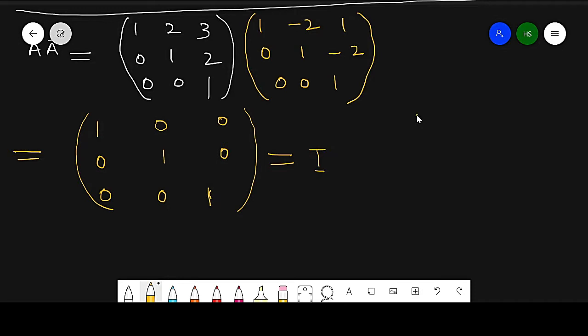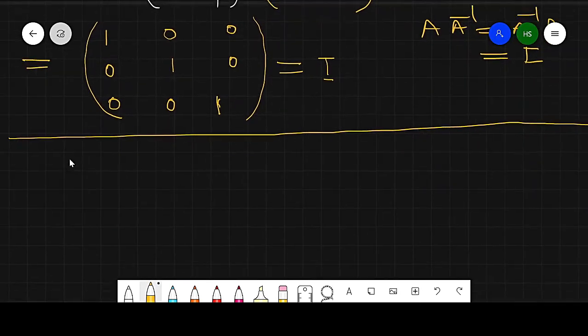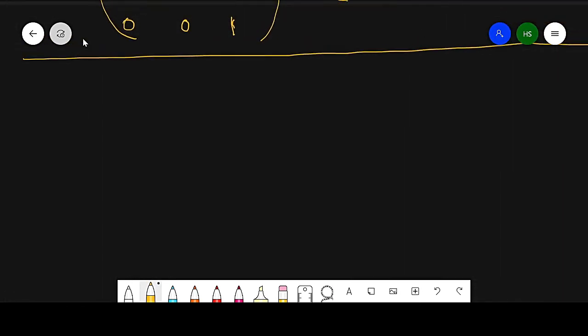So it satisfies this condition, A into A inverse, which is equal to identity. It means our answer is right. So the value of A inverse is right, and there is no problem in any calculation. So in this way we can check the value of the A inverse.